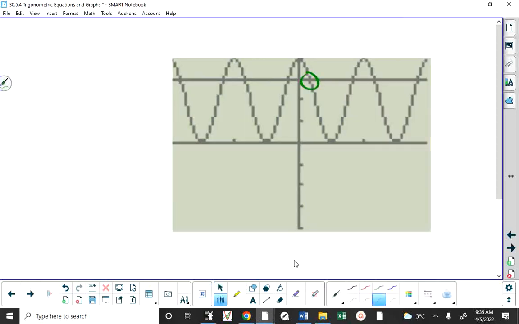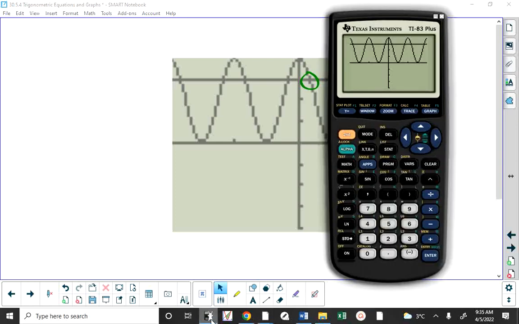Which would be this point here. I go to my calculate menu and choose intersect. My question to you is, I want your opinion on this. Doesn't it seem easier to just scroll close to that and hit enter 3 times, rather than having to worry about to the left and to the right? To me, this is just simpler.